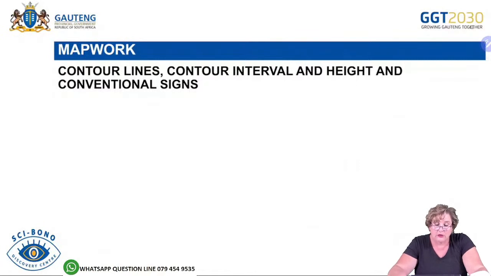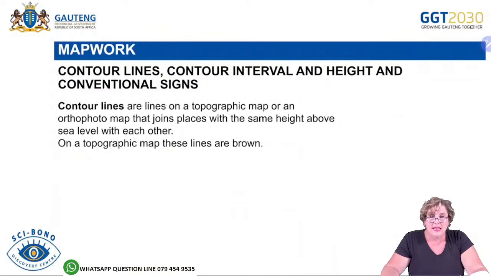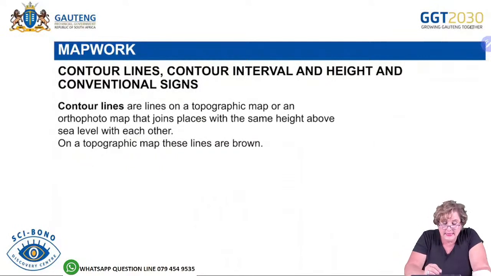Here we're going to look at contour lines, contour intervals, height, and conventional signs. Now, what is a contour line? Remember, the map work part is where they can ask you to refer to a specific contour line. What is a contour line? It's a line on a topographic map. Remember, we also have contour lines on orthophoto maps.